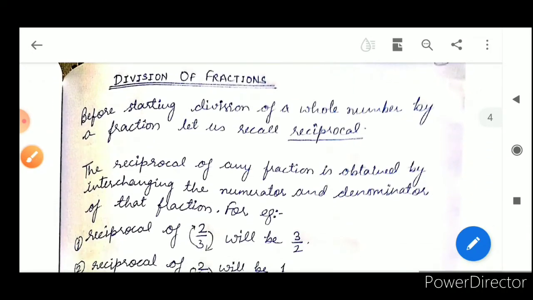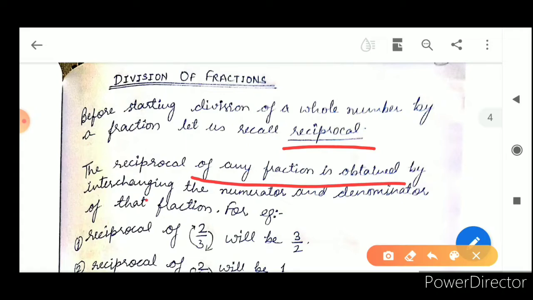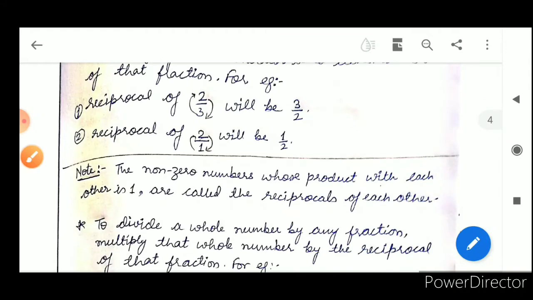Now our next topic is division of fractions. Before starting division, we need to find the reciprocal. So what is a reciprocal? The reciprocal of any fraction is obtained by interchanging the numerator and the denominator. Suppose here is one example.